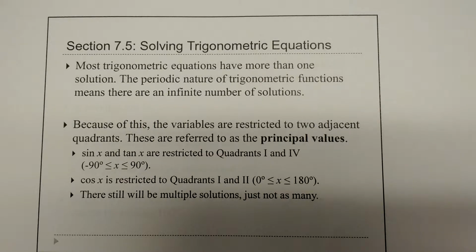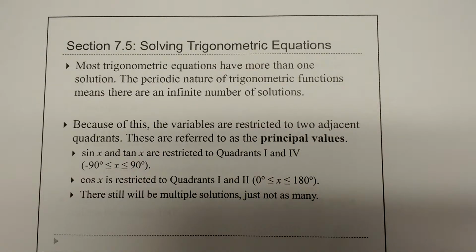For example, the sine of 30 degrees is the same as the sine of 150 degrees. The tangent of 45 is the same as the tangent of 225. So what you're actually looking for is referred to as the principal values. For tangent and sine, those are the values from quadrant 1 and quadrant 4, so between negative 90 and positive 90. For cosine, you're looking at the values in quadrant 1 and 2, from 0 to 180. There will still be multiple solutions possible, perhaps, just not as many, because you're restricting it.